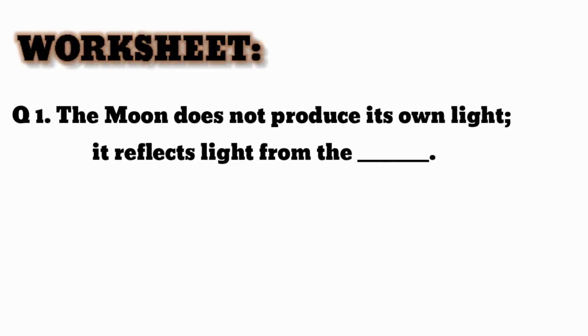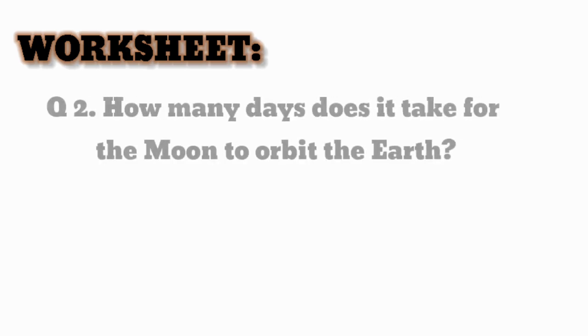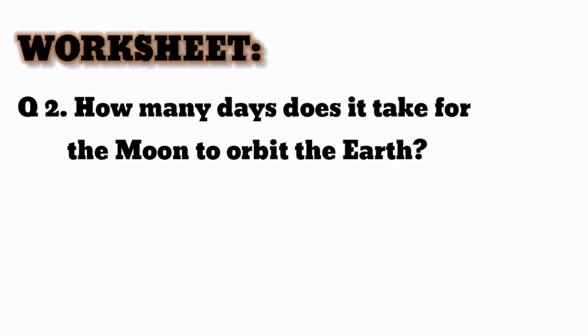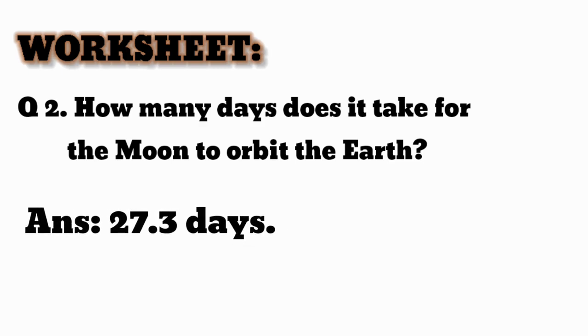Question 1. The moon does not produce its own light. It reflects light from the dash. And the answer is sun. Question 2. How many days does it take for the moon to orbit the Earth? And the answer is 27.3 days.